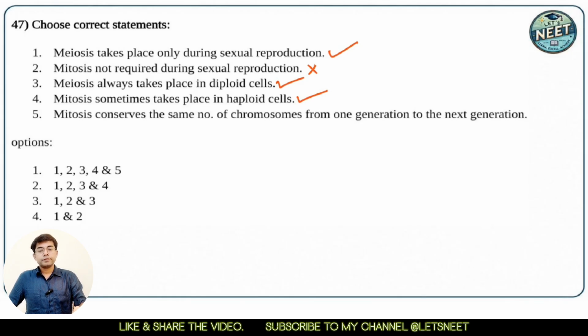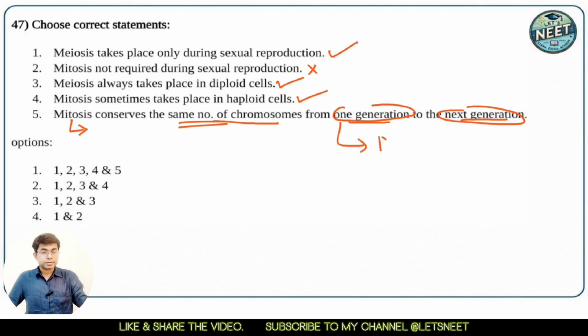Mitosis conserve the same number of chromosomes from one generation to next generation. See, mitosis is called equational division because daughter cells have same number of chromosomes. But from one generation to next generation, it is not maintained by mitosis, it is by meiosis, right? It is by meiosis. So that's why this statement is wrong. So 1, 3 and 4 is correct. So mind it, 1, 3 and 4 is correct here.